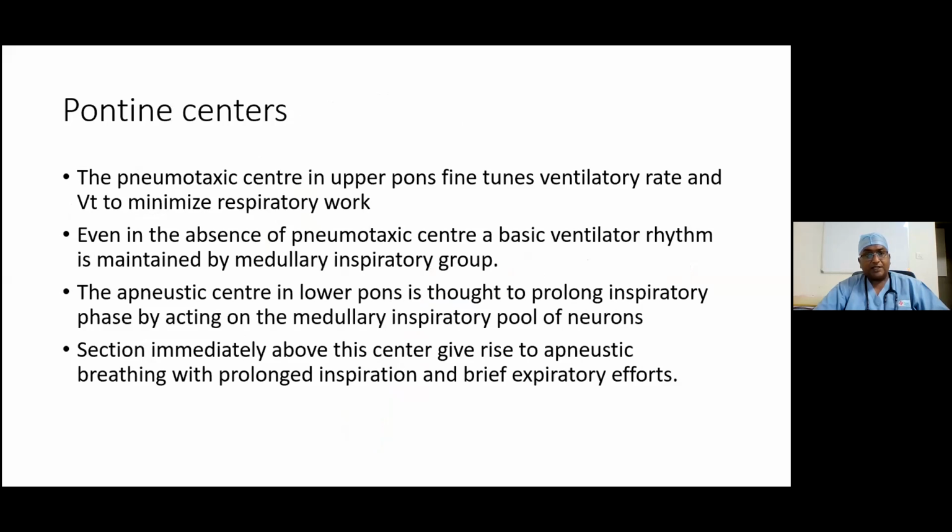We'll come to the pontine centers of respiration. The pneumotaxic center is located in the upper pons. It fine-tunes ventilatory rate and tidal volume to minimize respiratory work. Even in the absence of a pneumotaxic center, a basic ventilatory rhythm is maintained by the medullary inspiratory group. So the pneumotaxic center is what fine-tunes the tidal volume, which regulates the work of breathing.